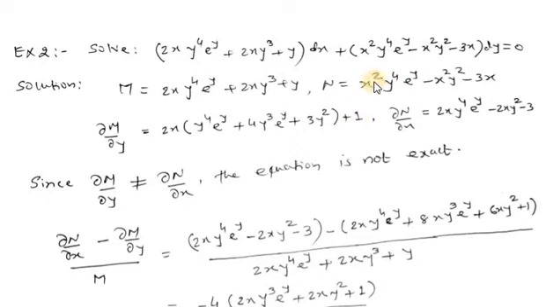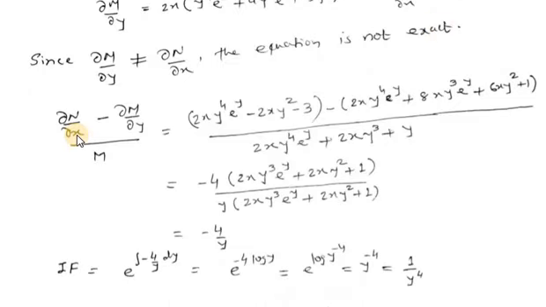Now the partial derivative of this M with respect to x, so we have to keep y constant. So y raised to 4 and e raised to y are constant, and the derivative of x square is 2x. Then y square is constant and the derivative of x square is 2x. Then after minus 3 is the same, and the derivative of x is 1. Now you can see that del m by del y, that is this function, and del n by del x, that is this function, are not the same. So we can say that this equation is not exact.